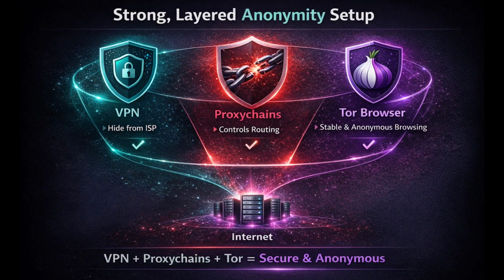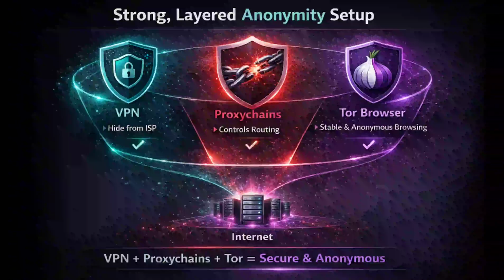That's why our stack works. A VPN hides us from the ISP. Proxychains controls routing for tools. Tor browser provides stable, anonymous browsing. Together, they form a strong, layered anonymity setup.